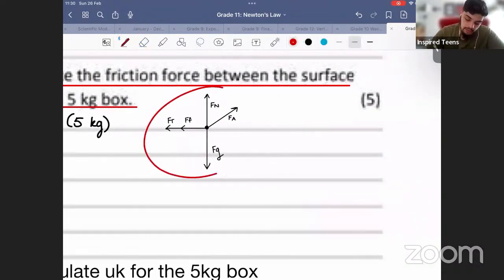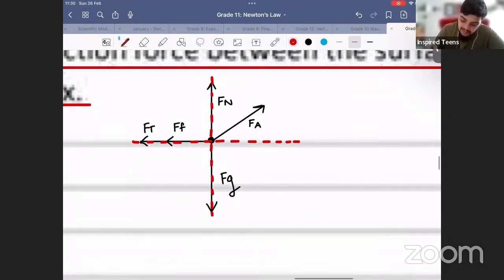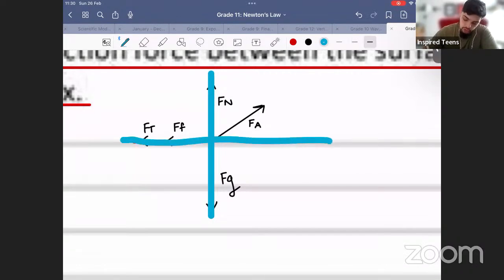Whenever, look at our free body diagram. We have firstly a vertical plane, and we have a horizontal plane. Which force in this free body diagram would we regard as a diagonal force? F applied, very good. So when I'm saying diagonal, this is vertical, this is horizontal, anything else is diagonal.